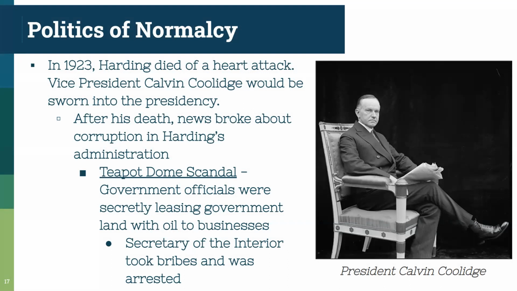Teapot Dome, I believe, is a national forest out west. And it turned out that government officials in Harding's presidency were secretly giving land out to oil companies, taking this land that's supposed to be protected and giving them basically free reign to take as much oil as they want, and destroying a lot of protected forests. It turns out people were taking bribes, people were corrupt.